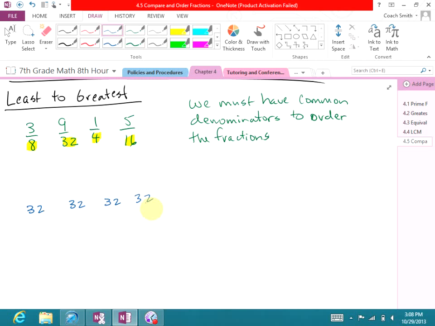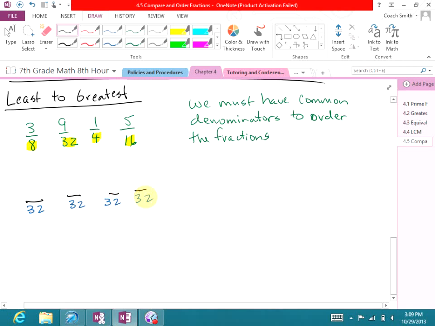No, it can, and it doesn't. It does not have to be one of the bottom numbers. For example, if that was 9 over 2, that would change things. It would change it to 16 as your common denominator. But since it's 32, then we've got to use 32. So we're going to create 4 new fractions, all with the denominator of 32.